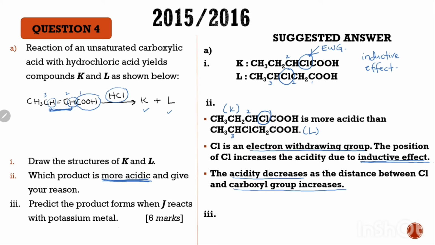Okay, next, predict the product forms when J react with potassium metal. So since reagent yang diberi adalah metal, potassium metal, okay, jadi dekat J ni tadi, bahagian yang akan bertindak balas adalah pada carboxyl group. Okay, sebab ini adalah acidic part. So pada carbon-carbon double bond tak ada reaction dengan metal, potassium metal.